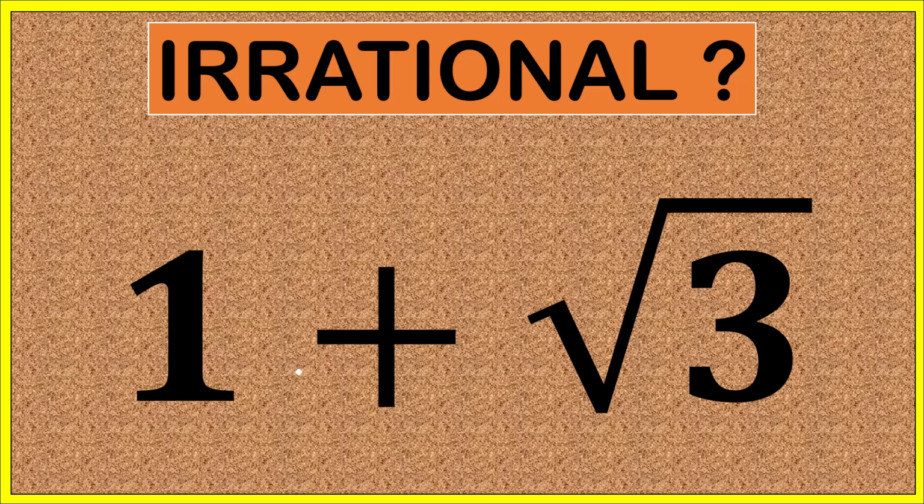Now I want to show that 1 plus root 3 is an irrational number. Before that, let's understand that 1 is a rational number because it can be expressed as a over b. Then we have the square root of 3, root 3, as irrational. So we are combining a rational and an irrational. Now let's see the result.